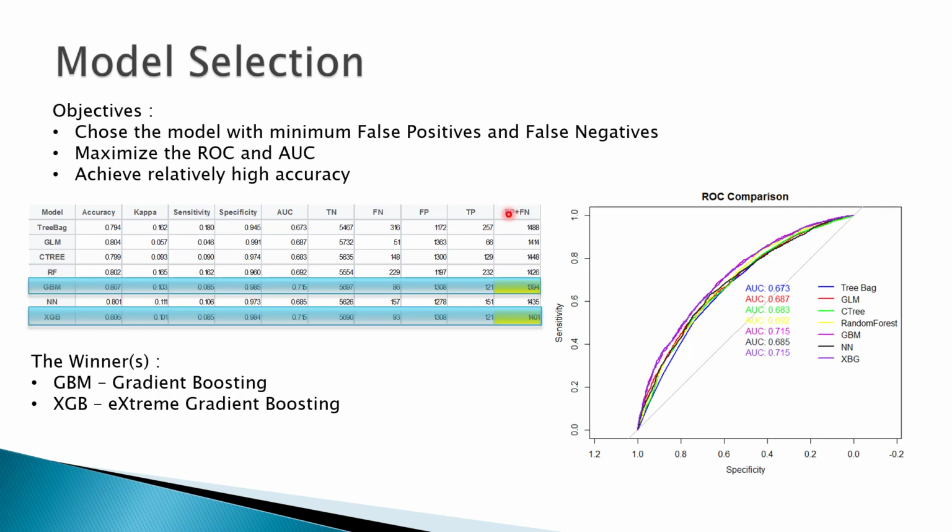And also on the right hand side I have plotted the ROC comparison for all 7 models, and clearly we can see that GBM, gradient boosting model, and extreme gradient boosting has the highest AUC and also the highest ROC. So that gives us some indication that XGB and the gradient boosting models perform better on this data set.